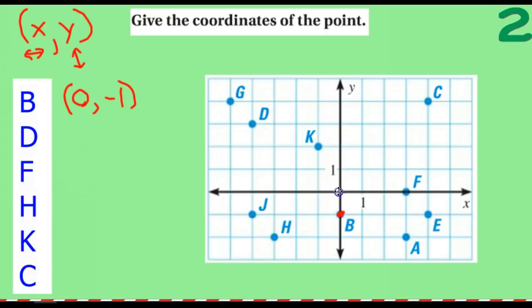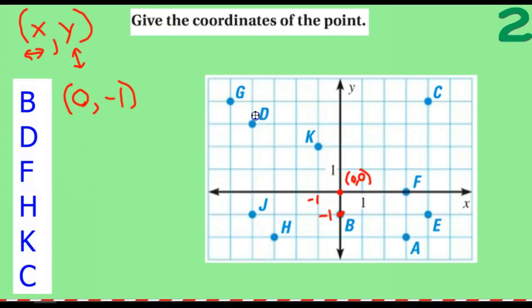If we go below our point 0, 0, that's going to be negative. If we go to the left of 0, 0, that's also negative. So this would be a negative 1. This would be a negative 1. And we have positive here and positive here.